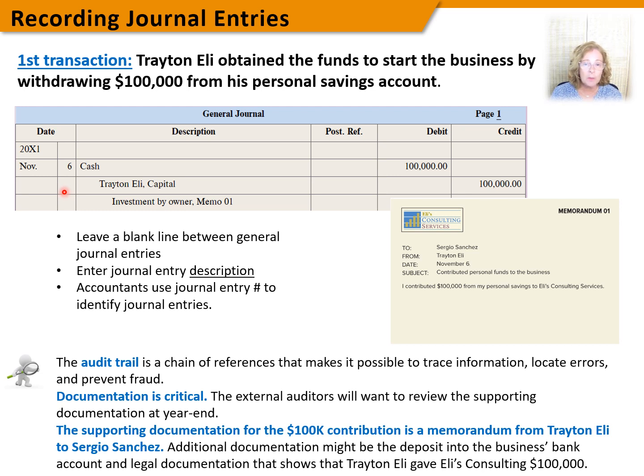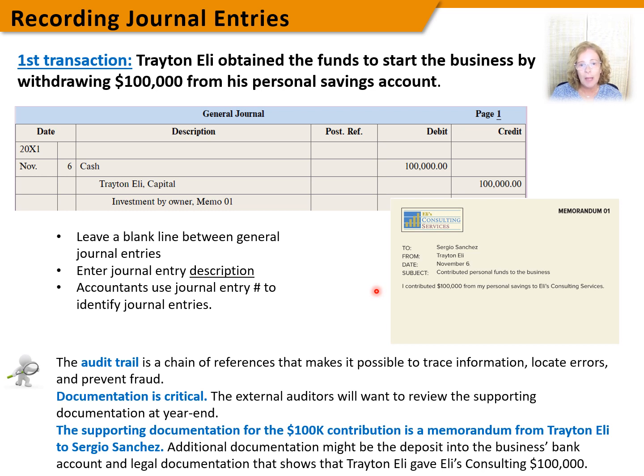However, sometimes the supporting documentation is confidential. For instance, severance amounts when there are company layoffs. In those cases, the journal entry will reference the person or department that can provide documentation upon request. The supporting documentation for the $100,000 contribution is a memorandum from Trayton Eli to Sergio Sanchez.